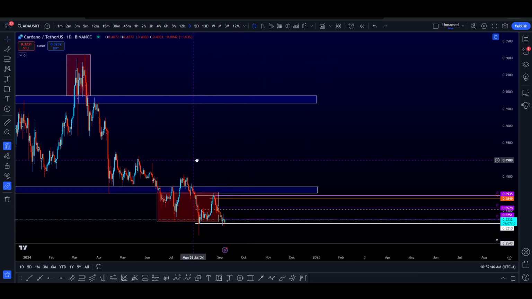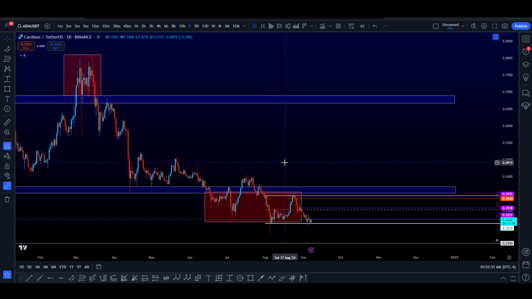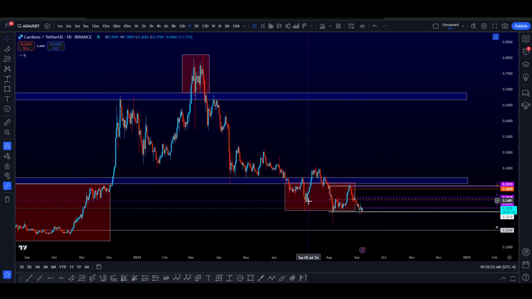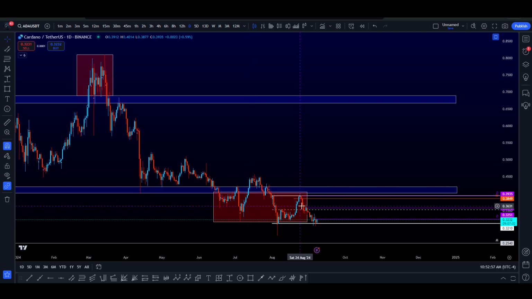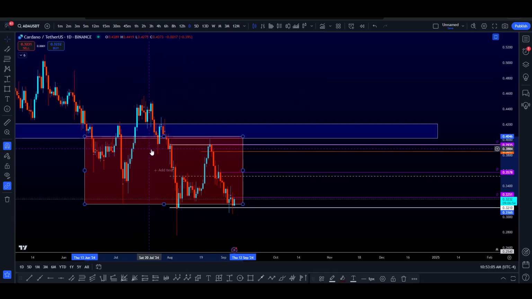So with that being said, it's not really looking too good with Cardano until we start trading above here, but that doesn't mean that there isn't any trades to be made. So keeping that in mind, we can probably go ahead and extend this box here a little bit, and you can see this is pretty much just a range below the resistance, right? So we are still currently trading within this range.